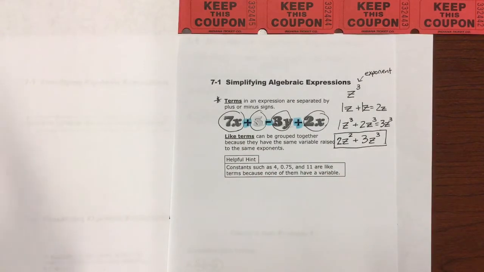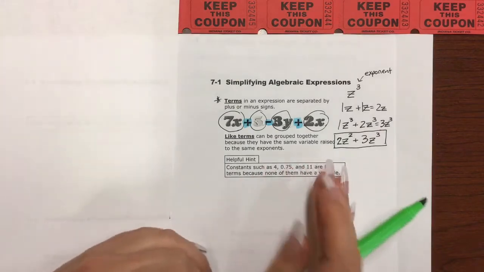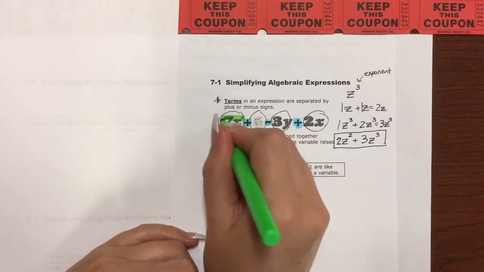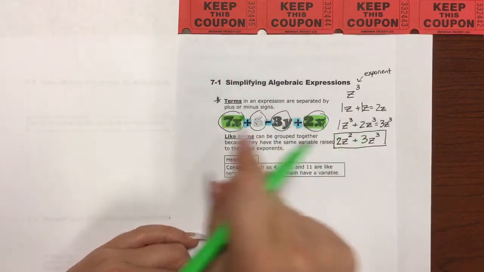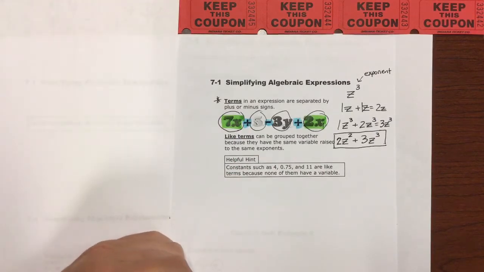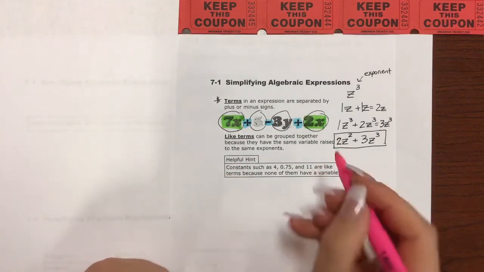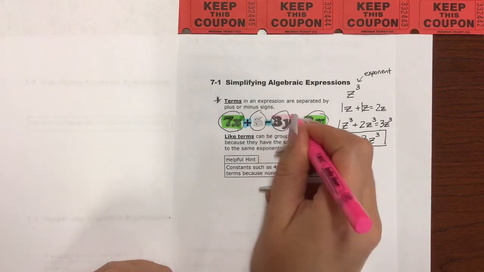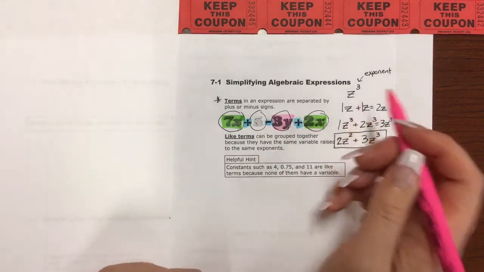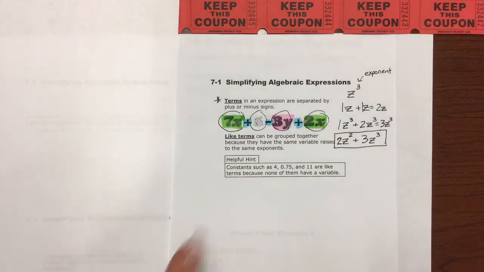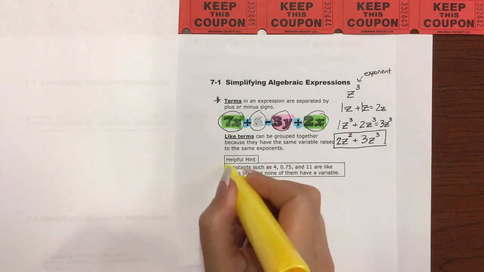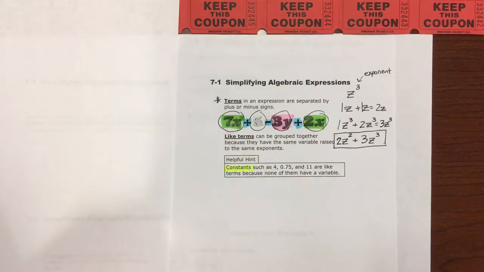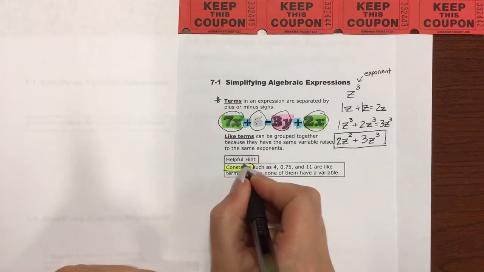I'm looking for terms that are exactly the same. Okay, I see that this 7 has an x, so that's an x variable. This 2 has an x. So I can combine those 2 things. Also, I see that there's a y right there, so that's a little different. And then lastly, there's this 5 here, which is just a plain number. Now, this number has a particular name. Any number just by itself is called a constant. I'm going to circle that.